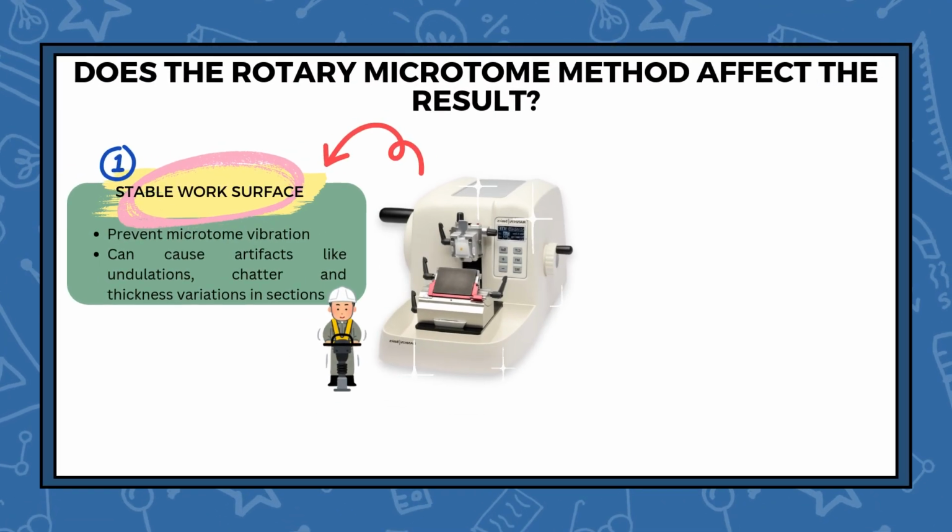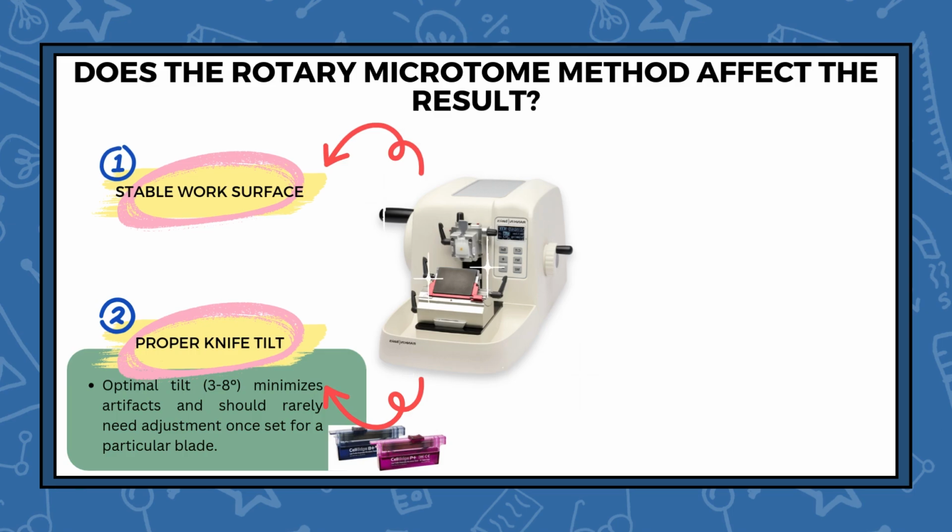First, a stable work surface is indeed a critical factor in producing high-quality sections in microtomy. A solid, stable bench prevents vibrations during microtomy, reducing artifacts like undulations and chatter. Microtomes should never be used on an unstable surface as vibrations can result in uneven and poor quality sections.